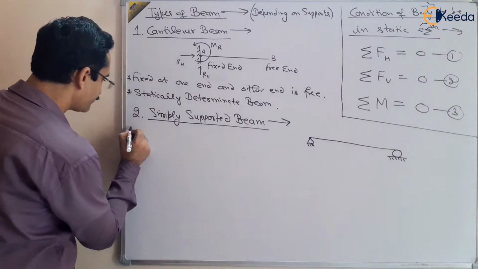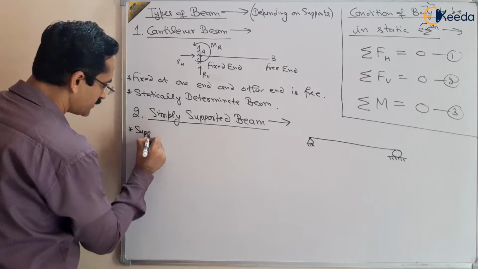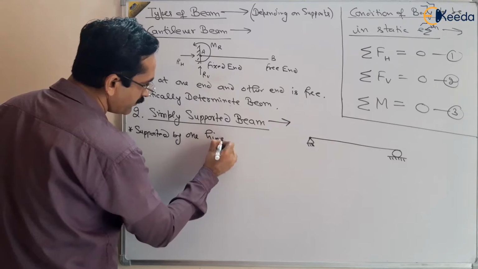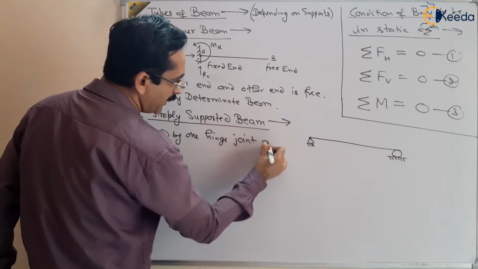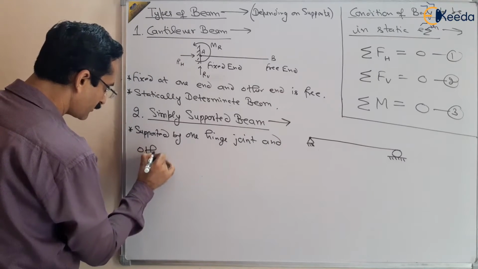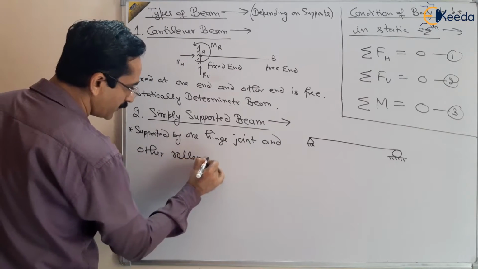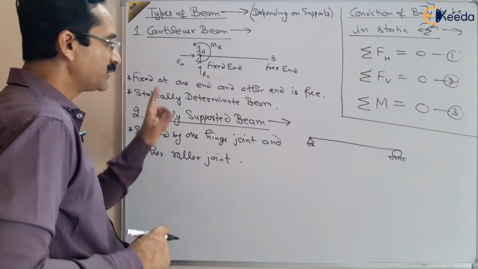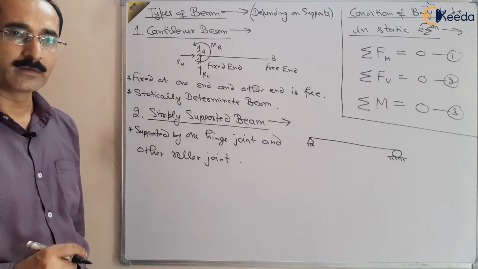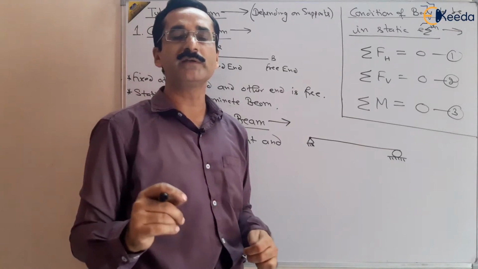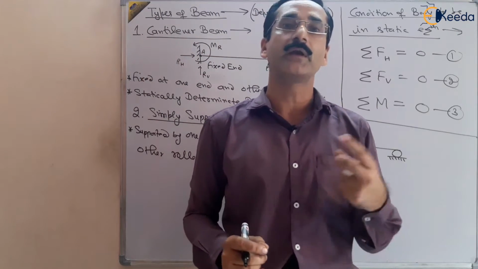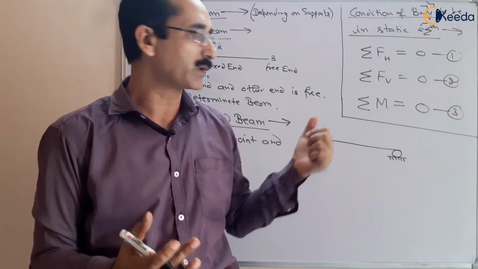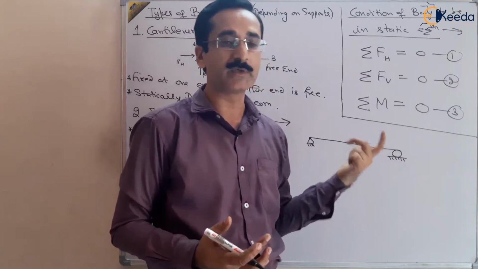So it is supported by one hinge joint and the other roller joint or roller support, right? So this type of beam is called a simply supported beam. Now we want to know whether this beam is a statically determinate or statically indeterminate beam. If the number of unknowns, the number of reactions, is 3 or less, then we can find the reactions using these 3 equations, and this will be a statically determinate beam.